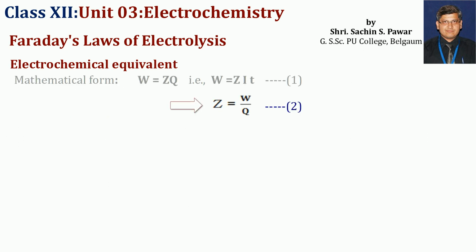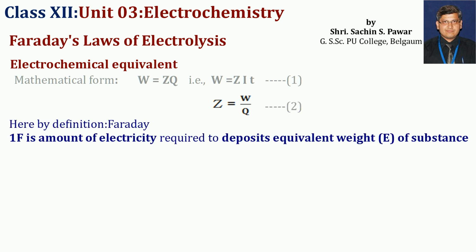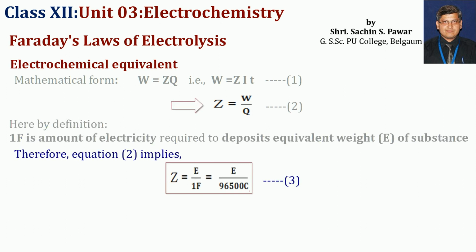Further, let us determine the exact value of electrochemical equivalent for mathematical calculations. For this, equation 1 implies Z is equal to W upon Q, where Q is the amount of electricity passed and W is the amount of substance deposited. Here we can consider the definition of Faradays to calculate the value of Z, and the definition of 1 Faraday of electricity is the amount of electricity required to deposit equivalent weight of substance. Therefore, equation 2 implies Z is equal to equivalent weight E divided by 1 Faraday.